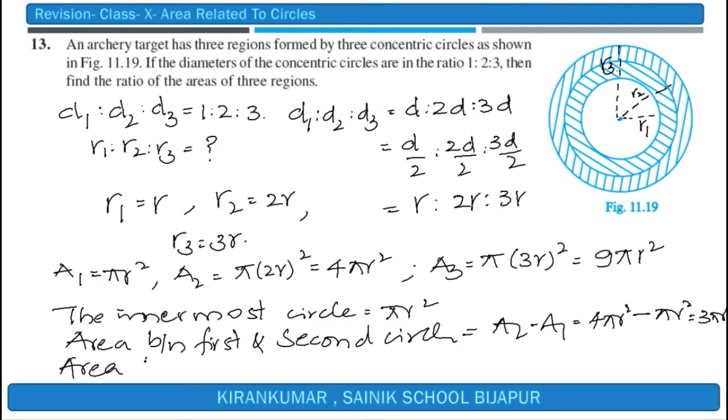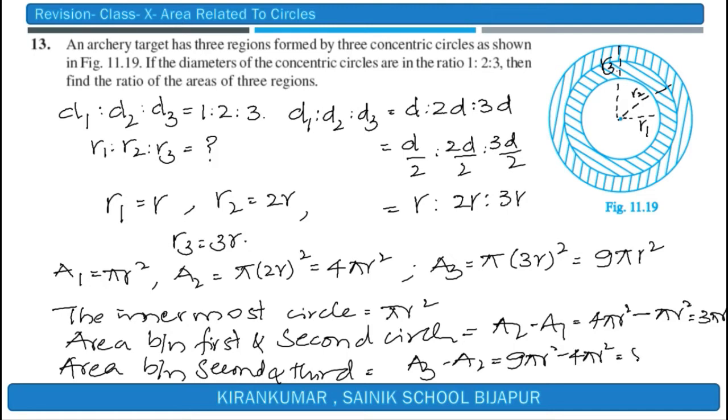Area between the second and third circle is a3 minus a2, which is 9 pi r square minus 4 pi r square, which is 5 pi r square. Now the required ratio will be pi r square is to 3 pi r square is to 5 pi r square. The required ratio will become equal to 1:3:5.